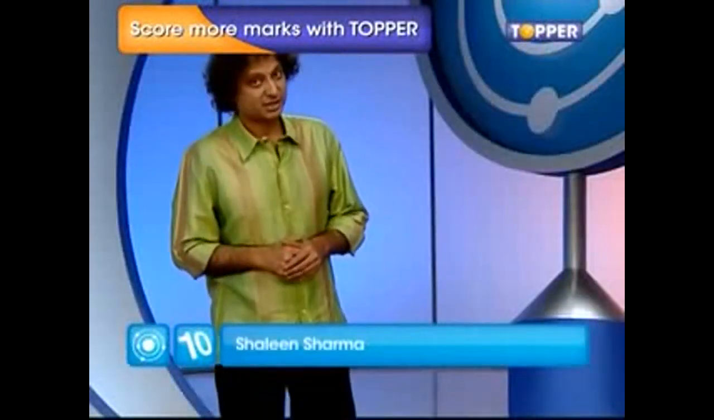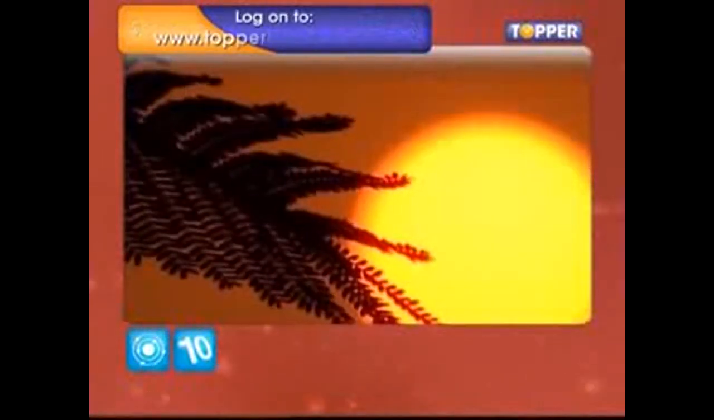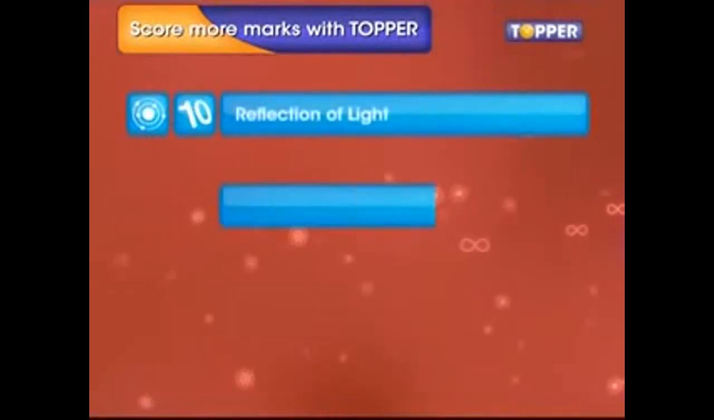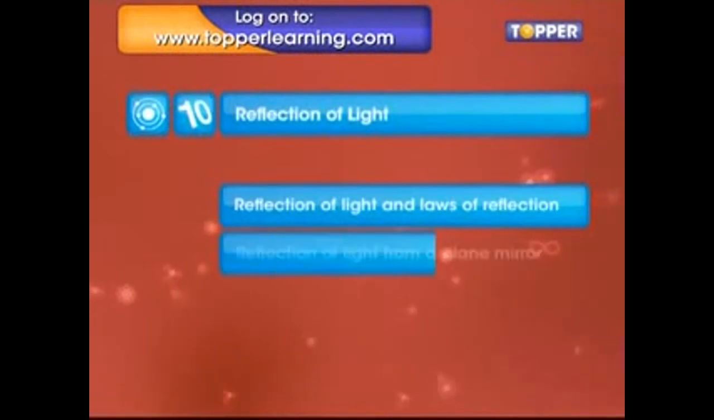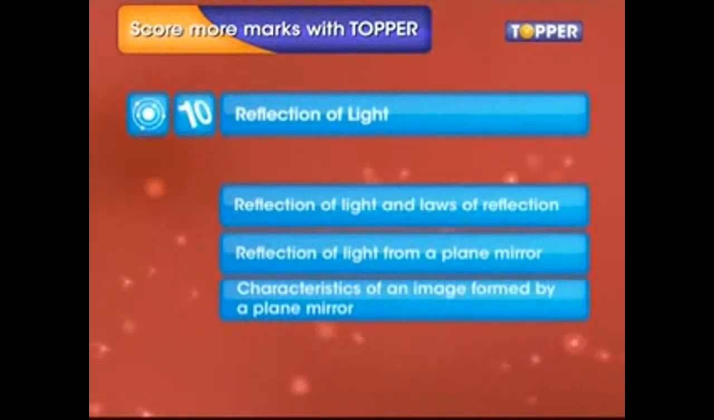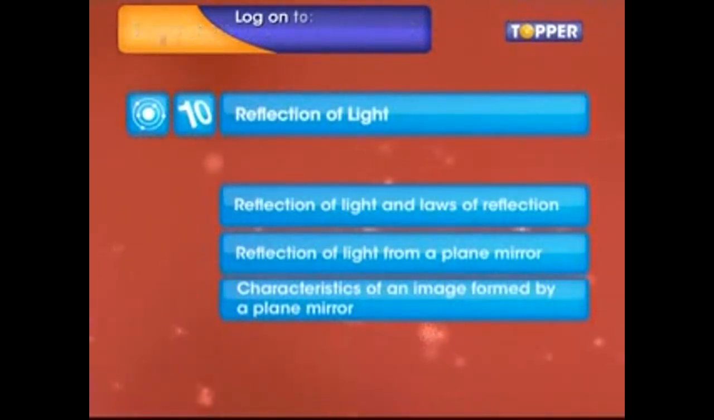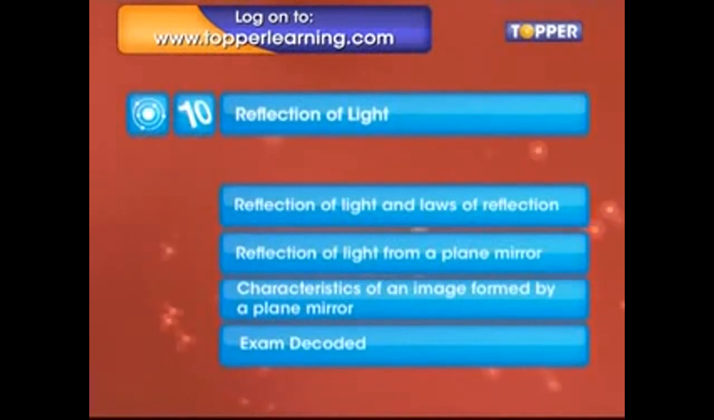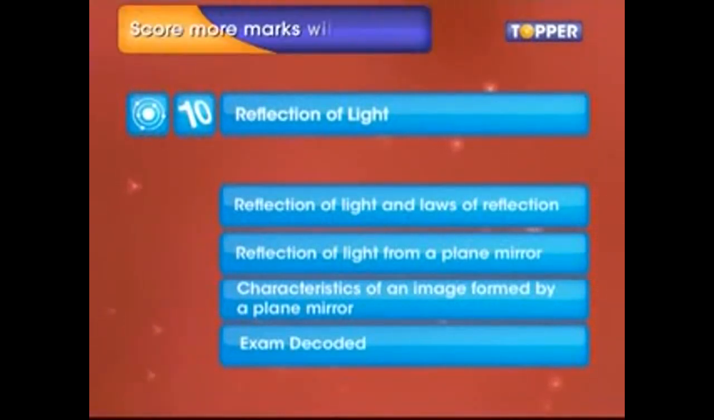Light is something that's everywhere. And the truth is, it is the only thing because of which we can see. Objects either emit light, or when light is thrown at them, they reflect light, and that is how we see things. Today, let's understand reflection of light and its laws, how light gets reflected from a plane mirror, characteristics of an image formed by a plane mirror, and we will make sure you crack your exams through our most awaited exam decoded section.